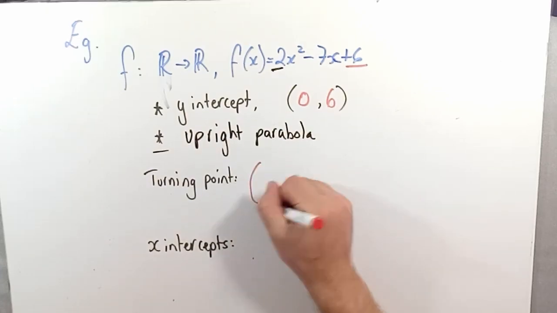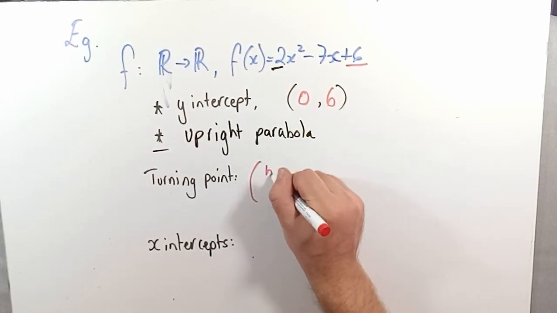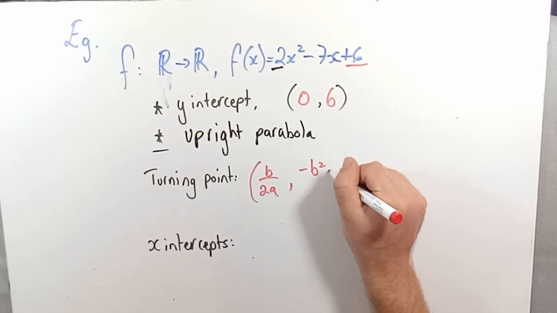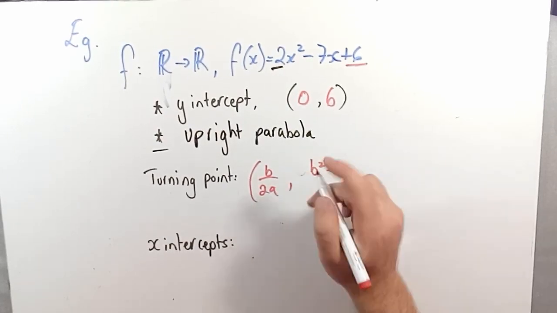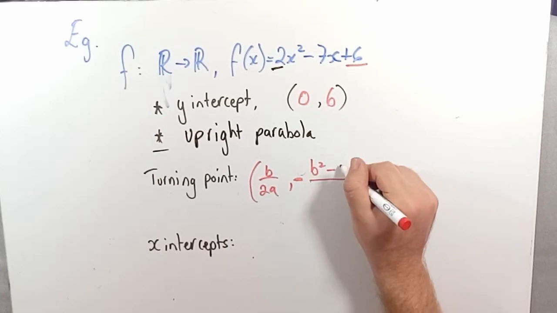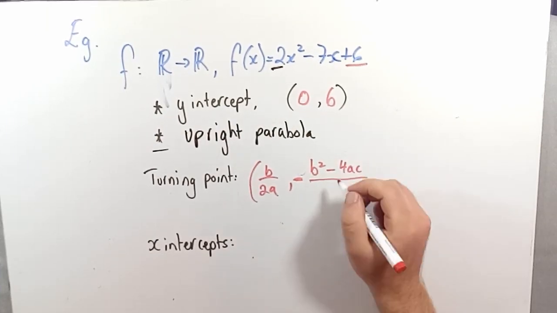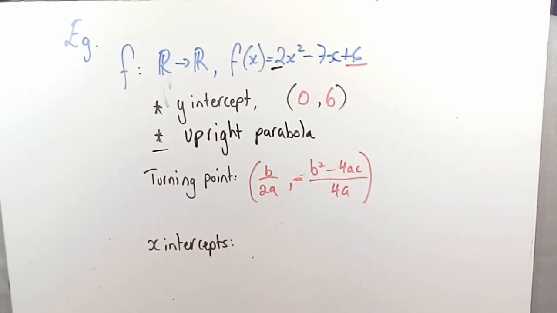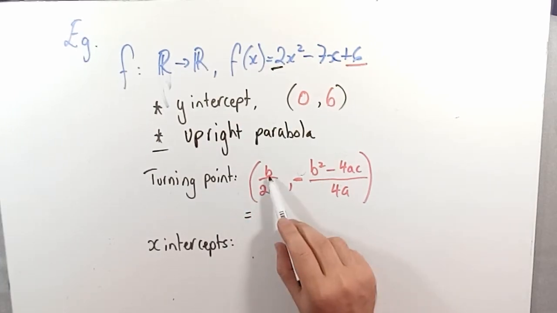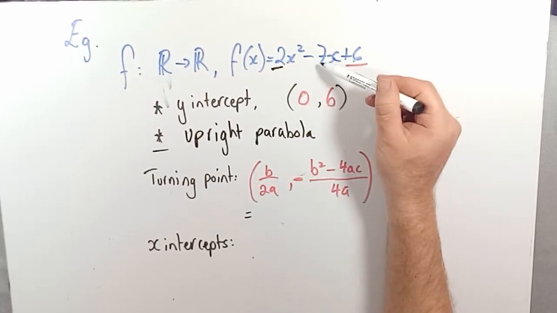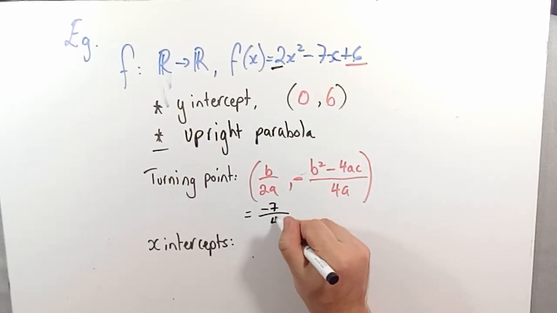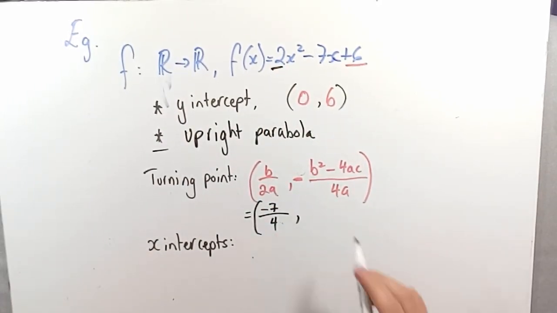So we've got the turning point. We know that that has to be at b over 2a, bracket, minus b squared minus 4ac over 4a. Okay, so it's minus all of this. So we can put those values in. So what do we get here? B over 2a. So b is negative 7 over 2a. So 2 times 2 is 4. Okay, we got that one.